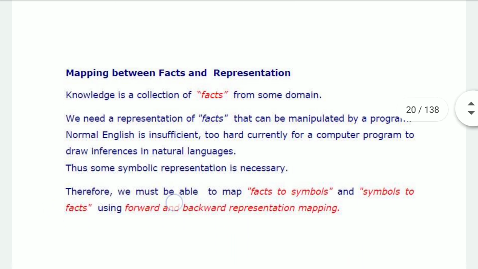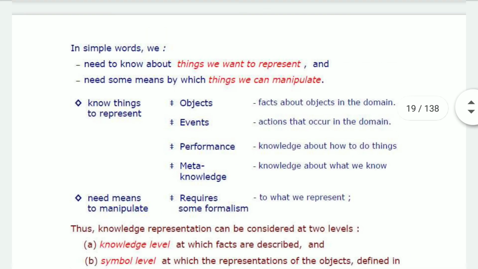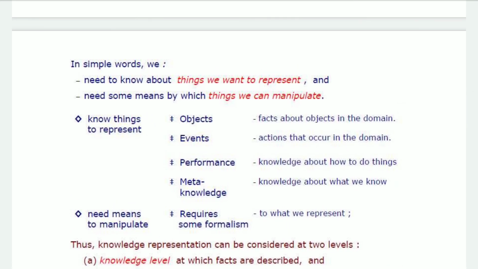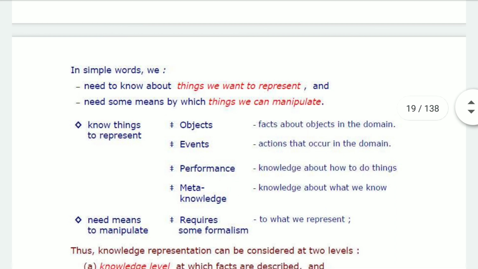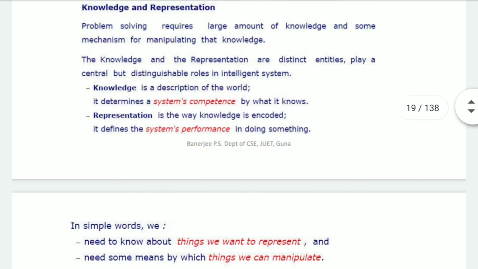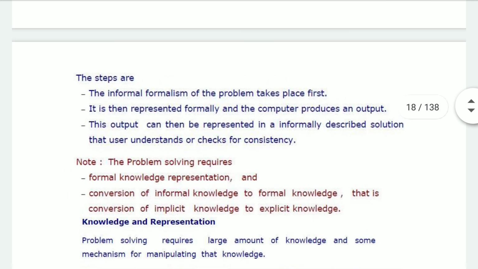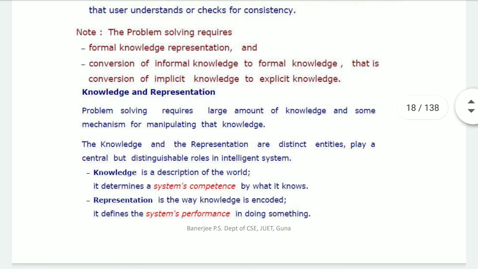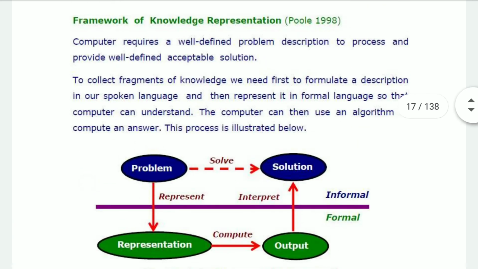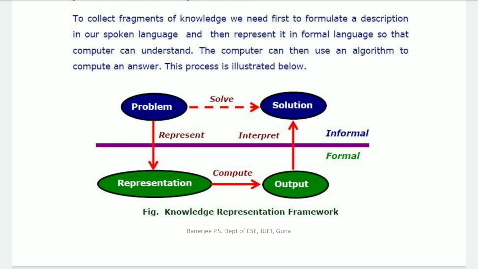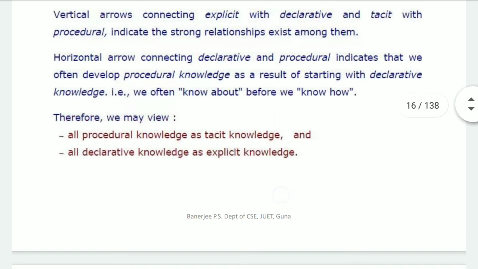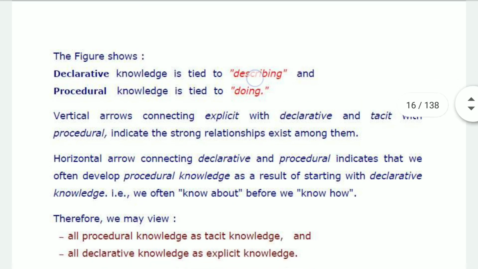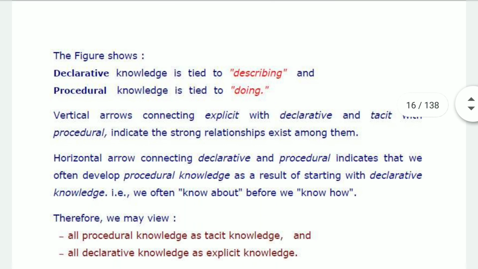You just have to remember this part here. You need to know these particular representations of object, events, performance, meta knowledge, all these things, right? And just giving you a small revision of all these things. You need to know the system's competence, system's performance. You definitely must remember this knowledge representation framework, right? You need to know why declarative knowledge is describing and why procedural knowledge is doing something.